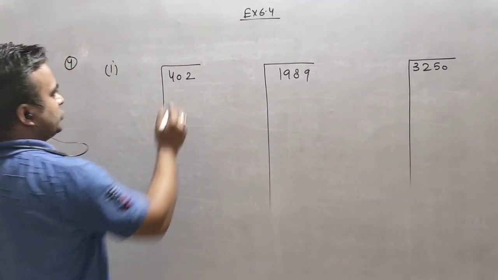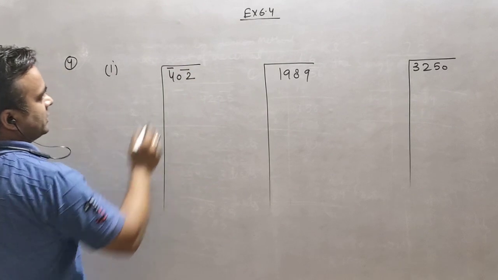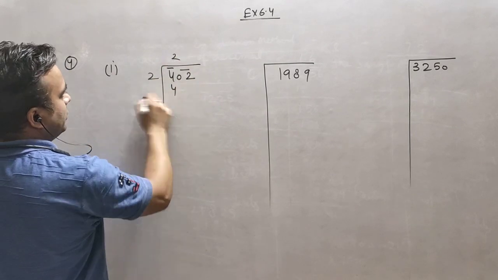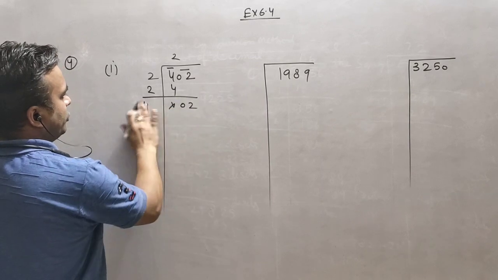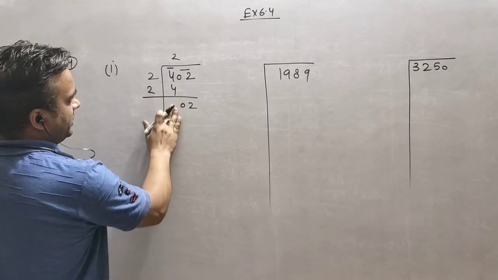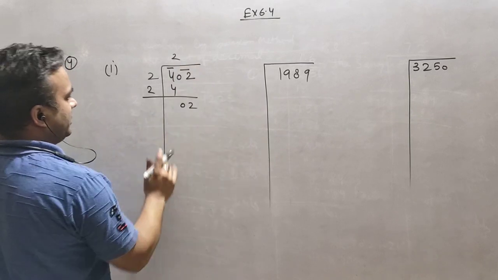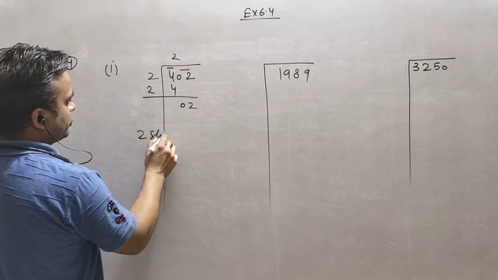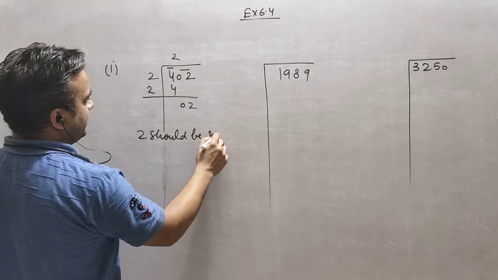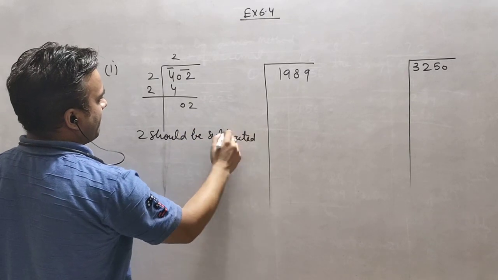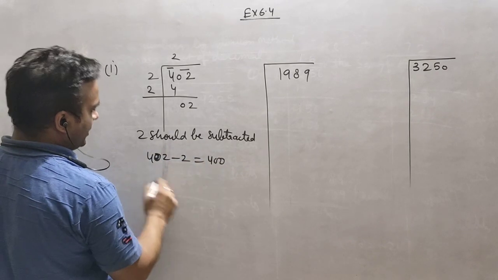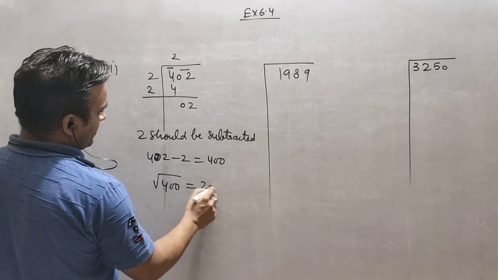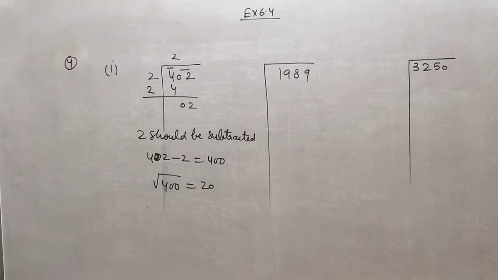So what we will do, first of all, we will do the square root. I have made the pair, 2 2s are 4, 4 minus 4 is 0, and 2 is left. Now you can see we cannot go forward. What is the remainder here? 2. So what do we have to subtract? We write here that 2 should be subtracted. If we subtract 2 from 402, we get 400. And 400 is a perfect square, right? So this is the question.